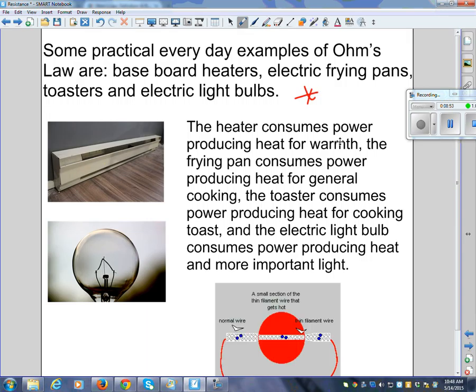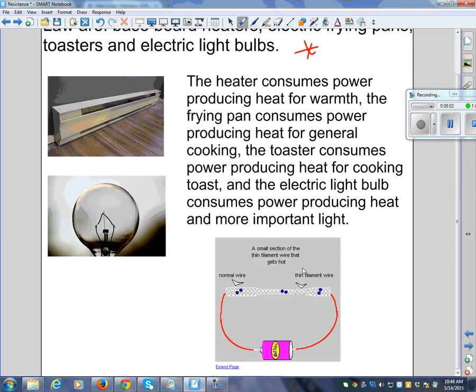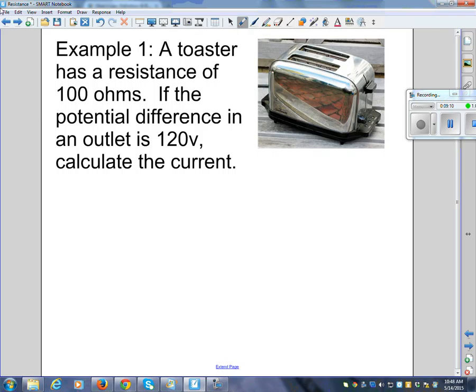The heater consumes power, producing heat for warmth. Frying pan consumes power, producing heat for general cooking. Toaster consumes power, producing heat for cooking toast. And here's the electric light bulb, right there, right? It's very thin, high resistance, gives off heat. Okay, go back.